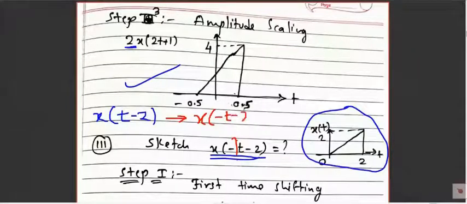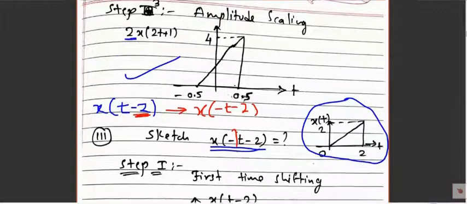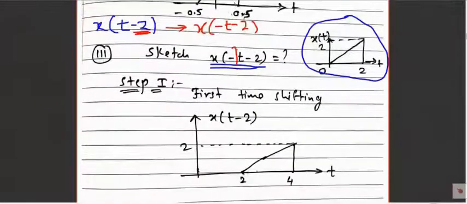So, this is a two-step problem. No time scaling, because no constant is present with t. Okay, so here we have -2, so we have to shift 2 units to the right side, do +2, the opposite thing. So 0 + 2 is 2, 2 + 2 is 4.